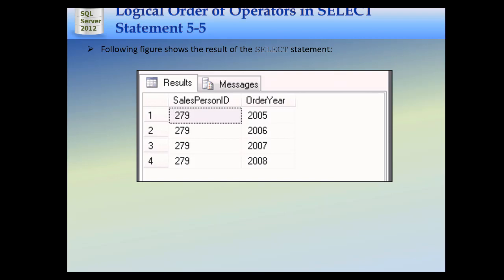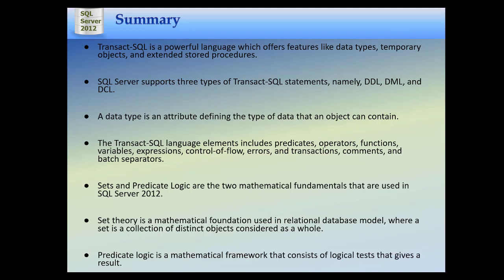So we've come to the end of the session, and this is what we were able to learn in this session. T-SQL is a powerful language which offers features like data types, temporary objects, and extended stored procedures. SQL Server supports three types of T-SQL statements, and these are data definition language, data manipulation language, and data control language. A data type is an attribute defining the type of data that an object can contain. The Transact-SQL language elements include predicates, operators, functions, variables, expressions, control of flow, errors, transactions, comments, and batch separators.